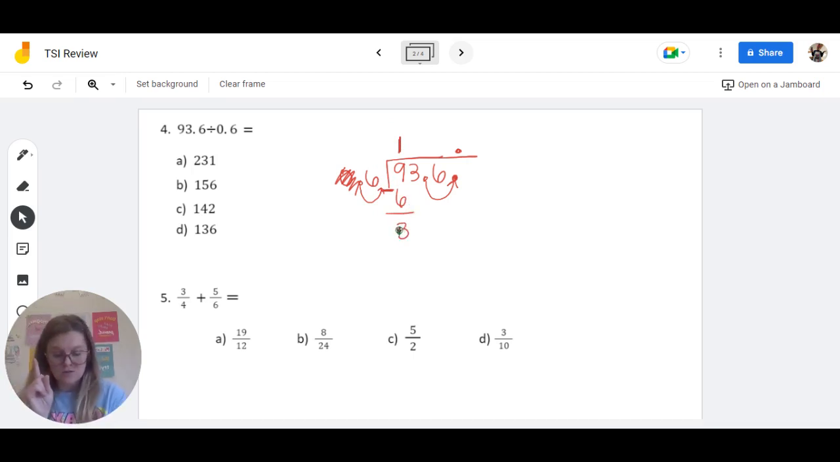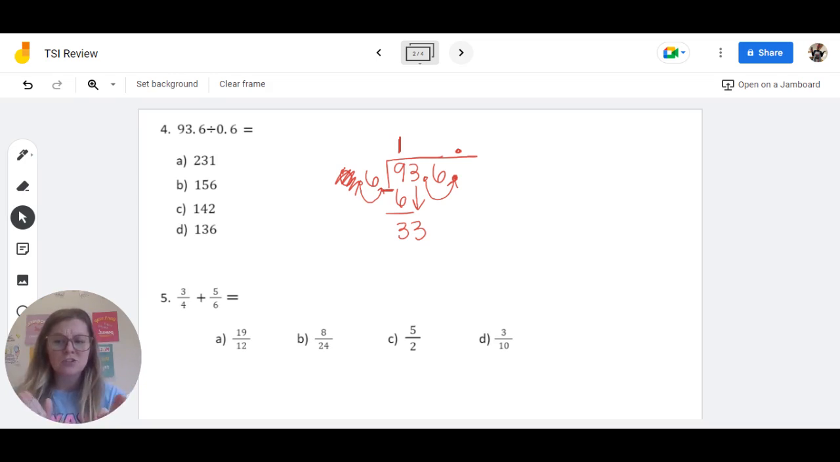I need to check here to make sure 3 is less than 6. If it's a bigger number, it just means you could have multiplied by a bigger number up here, so go back and do that. But 3 is less than 6, so I know I did it right. I'm going to bring down my next number and start the process over. So again, how many times does 6 go into 33 without going over? Well, 6 times 5 is 30.